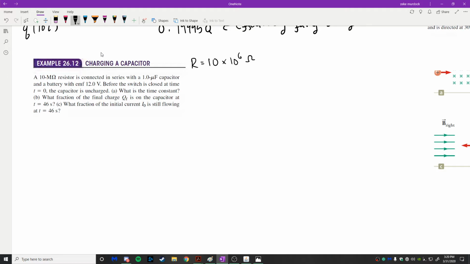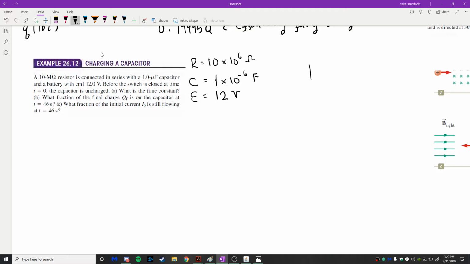And then we've got a capacitor with a capacitance that's equal to 1 microfarad, so that's 1 times 10 to the negative 6 farads. And it's connected to a battery with an EMF of 12 volts. So we're going to assume that's like the ideal EMF and that it has no internal resistance. Before the switch is closed at time t equal to 0, the capacitor is uncharged.